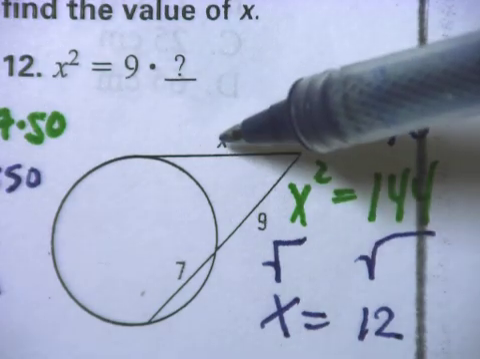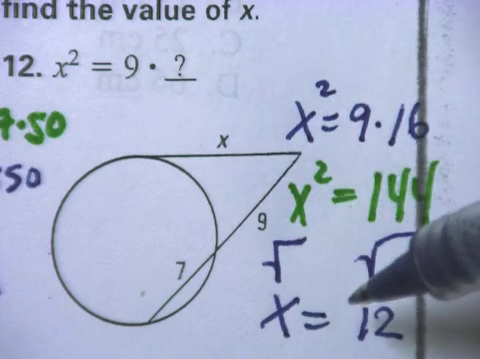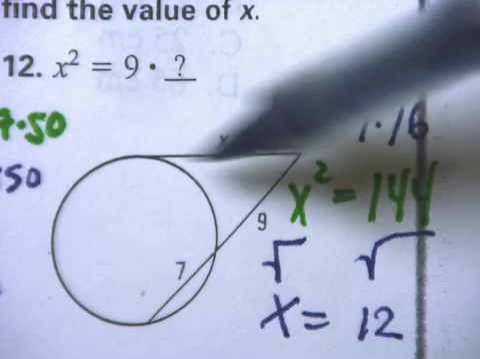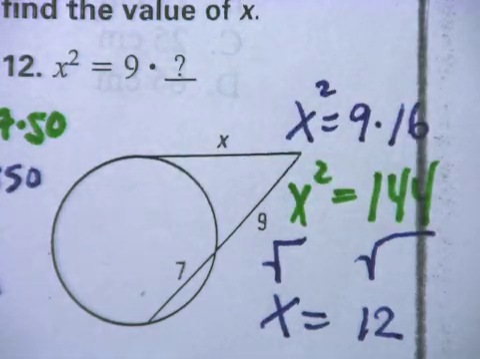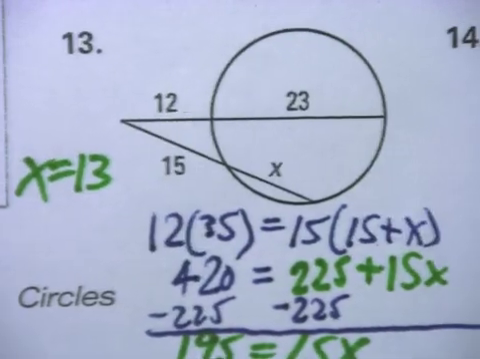x squared is equal to 9 times 16. When I multiply 9 and 16, I get 144. Obviously, we're looking for x. We take the square root of both sides, and the square root of 144 is 12. So x is equal to 12. So this tangent line here is 12 units long.